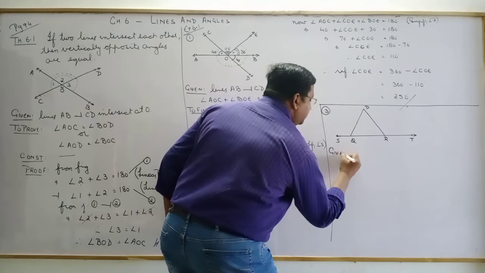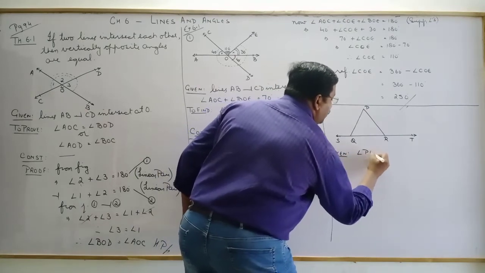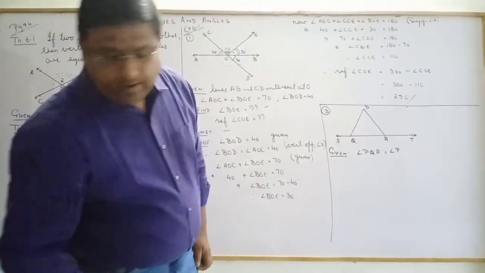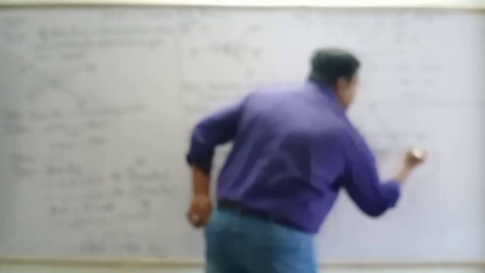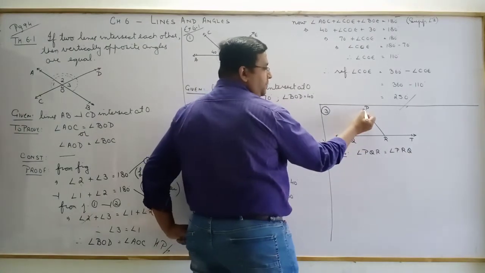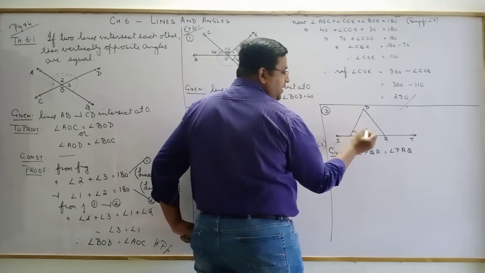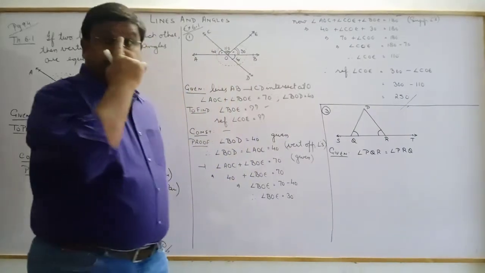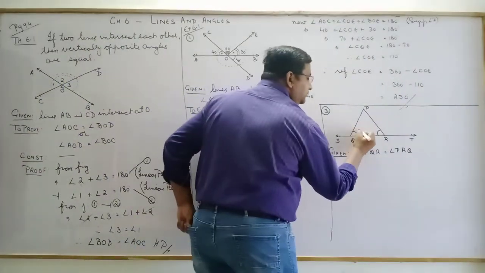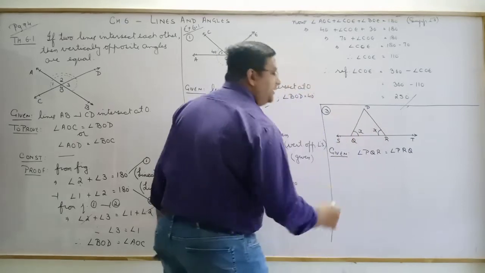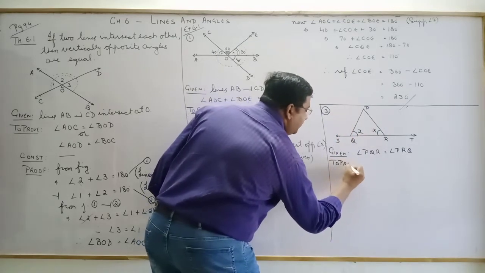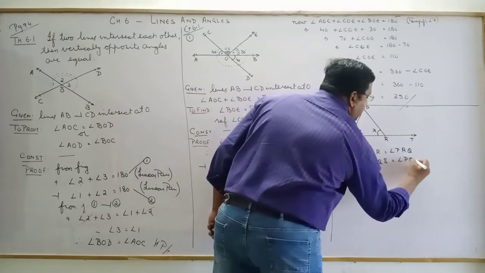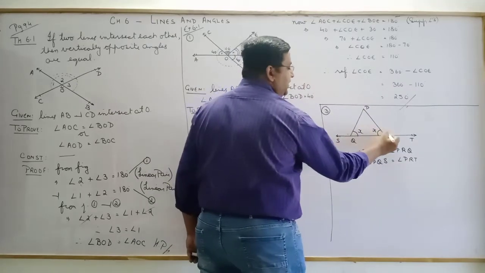What is given to us? We are given angle PQR is equal to angle PRQ. Which are these two angles? PQR is this angle, equal to PRQ, this angle. Both these angles are equal. I name it as X. Both of them are equal, let it be X and X. So what do we have to prove? We have to prove that angle PQS is equal to angle PRT. That is, this angle equal to this angle.